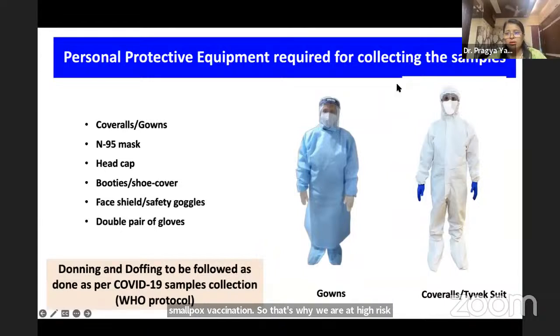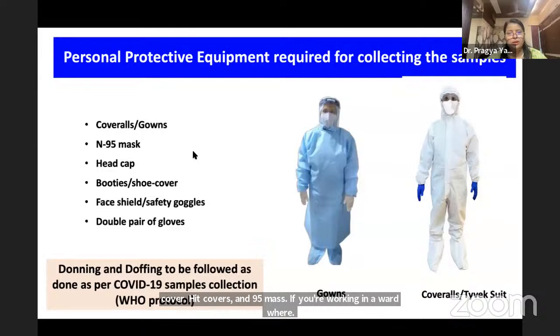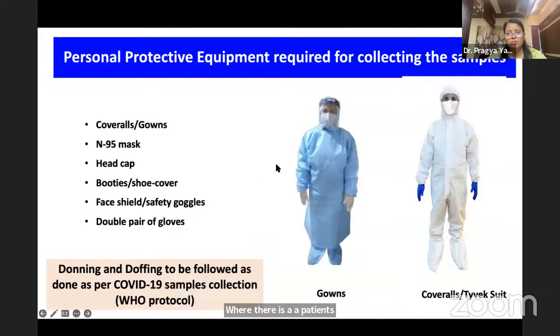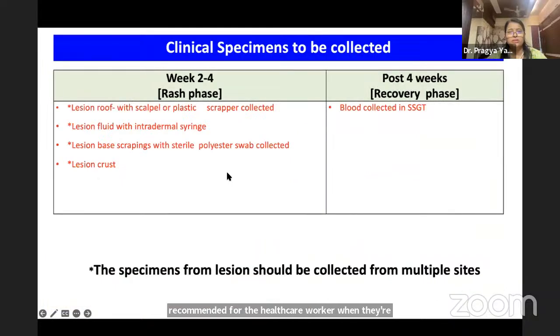So the similar kind of personal protective equipment which we used for COVID should be used: gowns, coveralls, Tyvek suit, double pair of gloves, face shields, booties, shoe covers, head covers, and an N95 mask if you are working in a ward where patients are admitted. If you are in the lab doing work on the samples, it should also be recommended for the healthcare worker when they are collecting the samples for Mpox cases.